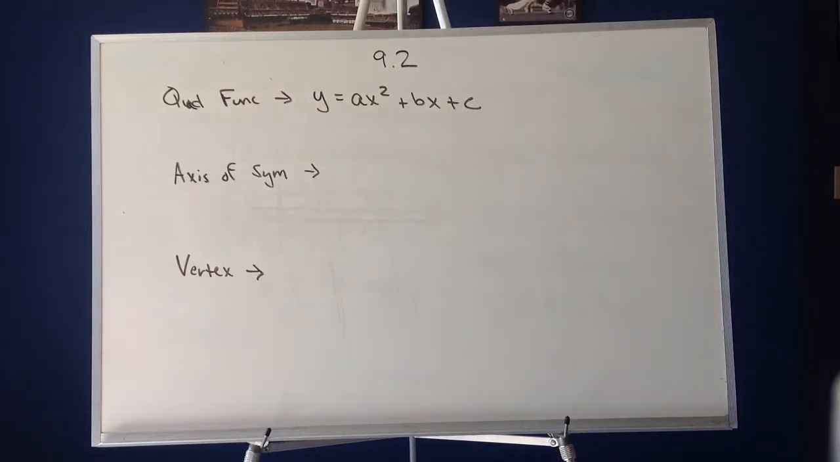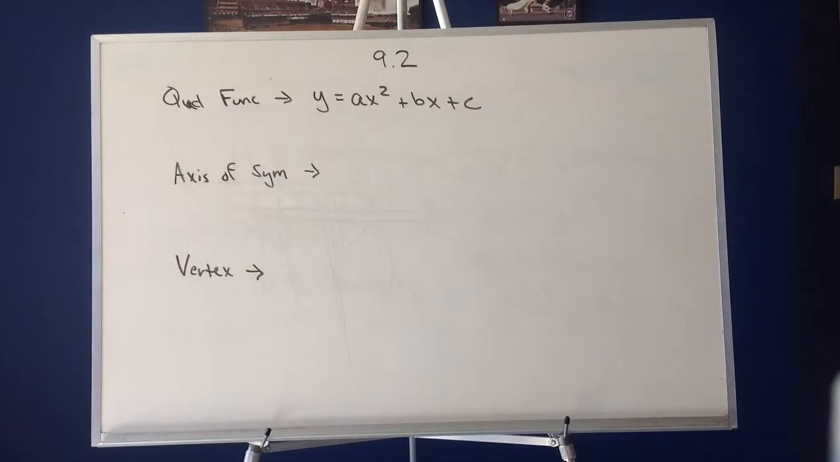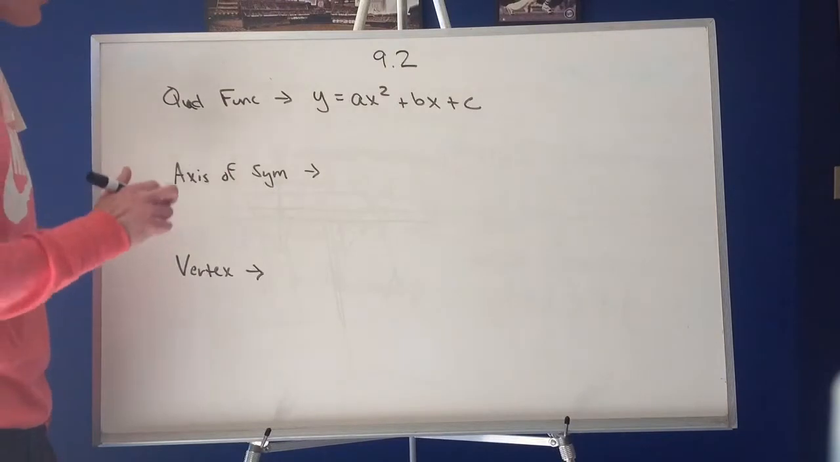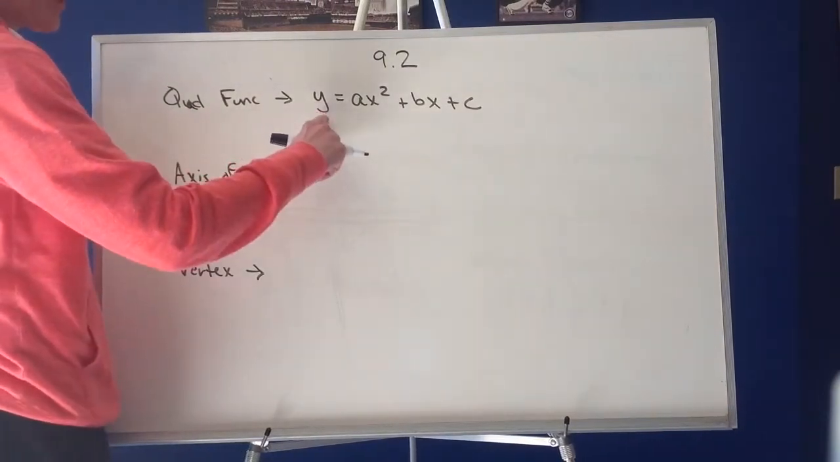Hey guys, today we're going to look at 9.2. Today we're going to move from using vertex form to using standard form. Still a quadratic function, just going to look a little bit different, which means we have to graph it a little bit differently. Okay, so for the first one you got here, I've written down the standard form.